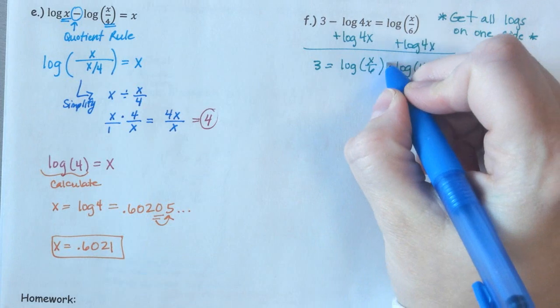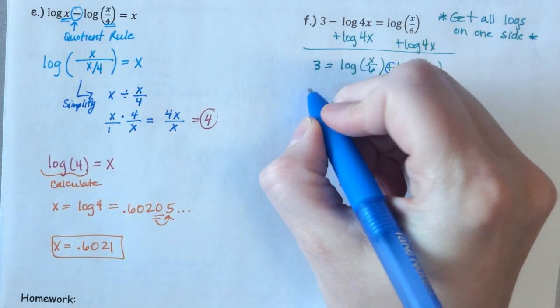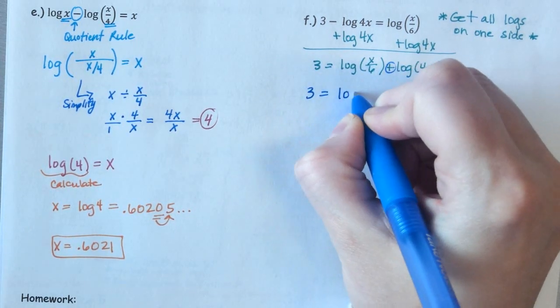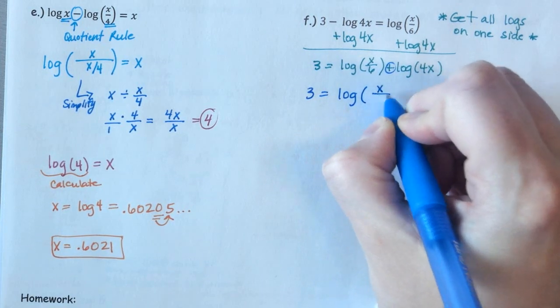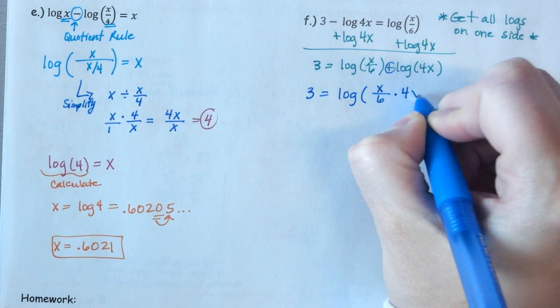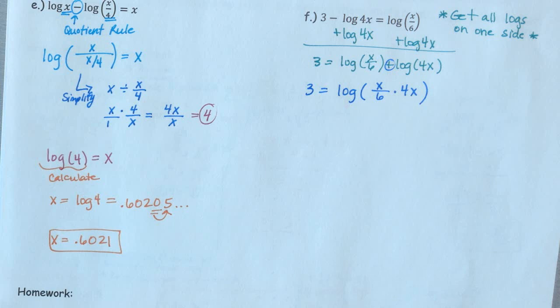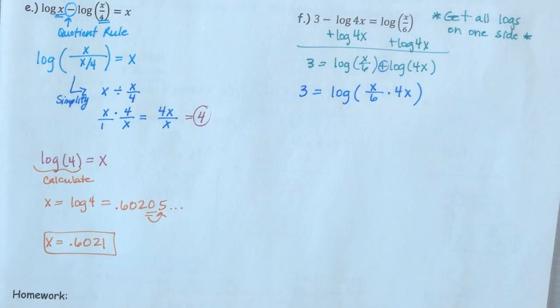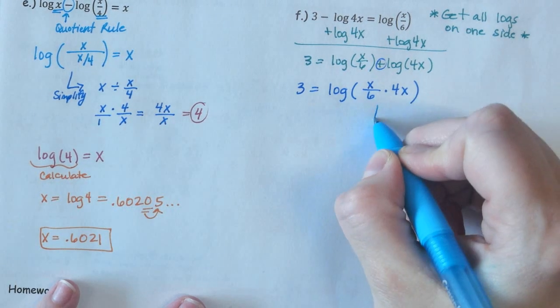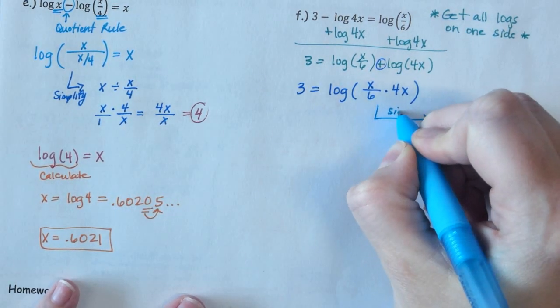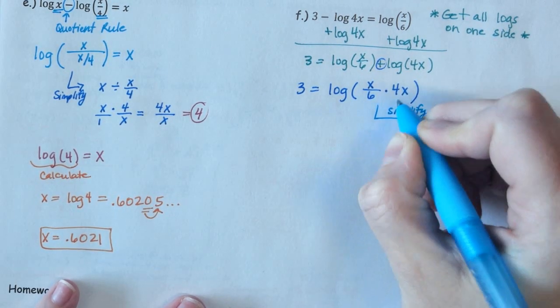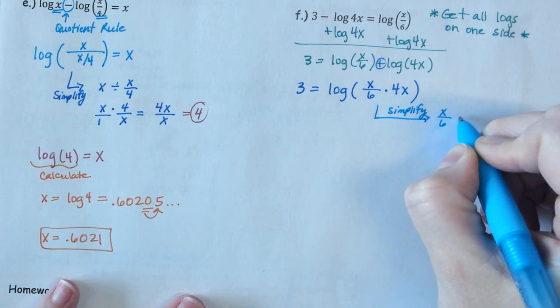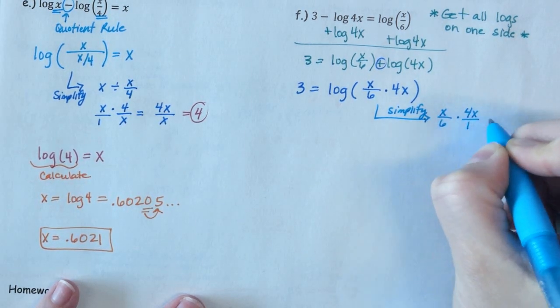We know that the plus means you're going to be doing what with these two? Good. So this is the log of x over 6 times 4x. So we'll do a sidebar. That's just basically where I simplify on the side. Okay, so then I don't have to keep writing everything again. So I have x over 6 times 4x over 1.